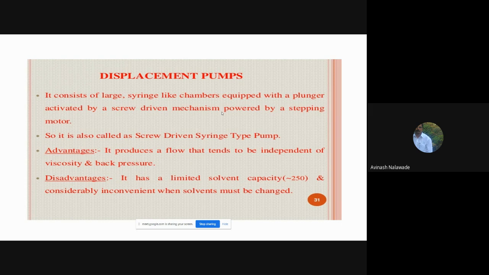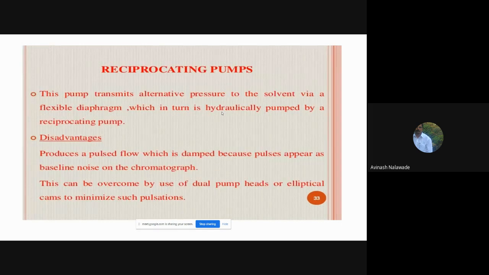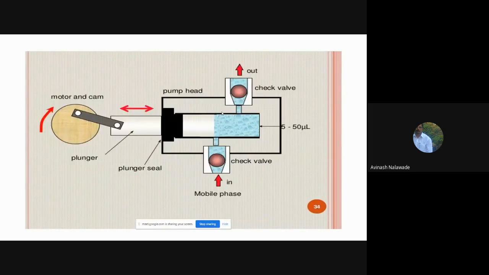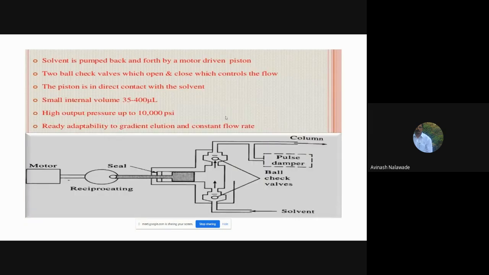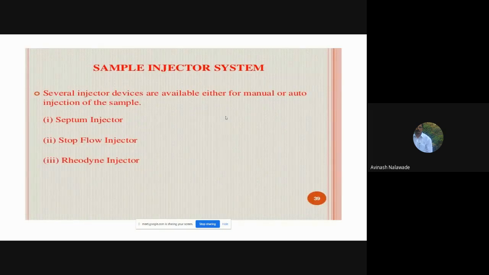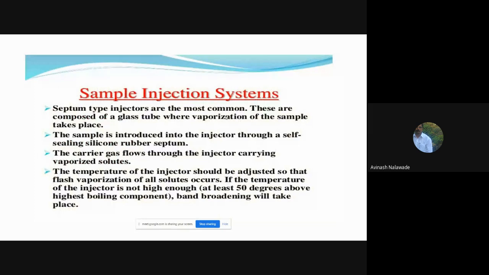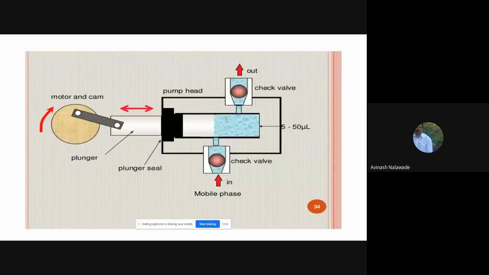Then we'll see the second type of pump, which is the most important one, that is the reciprocating pump. This pump transmits alternating pressure to the solvent via a flexible diaphragm, which in turn is hydraulically pumped by the reciprocating pump. Actually this is the diagram of the reciprocating pump. Now we'll see one video regarding this.